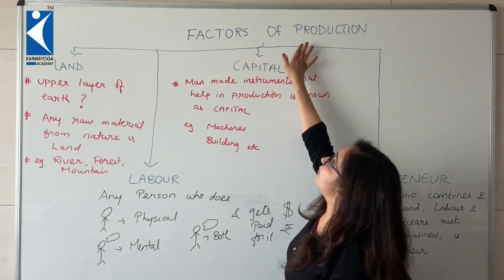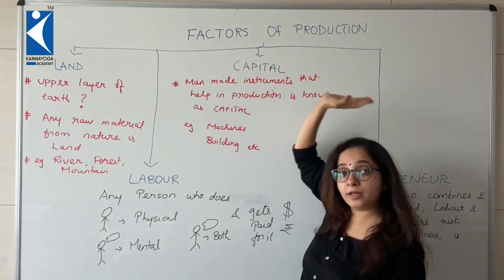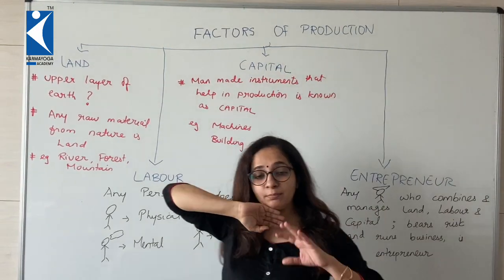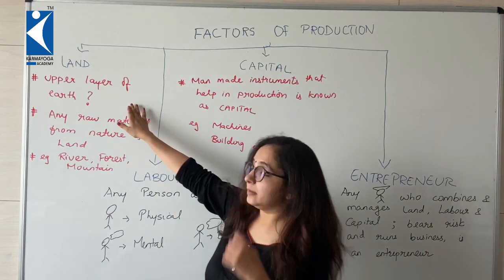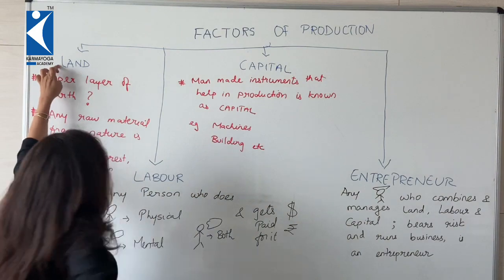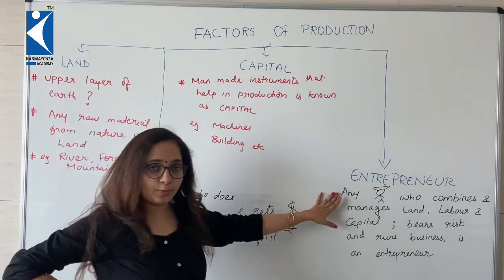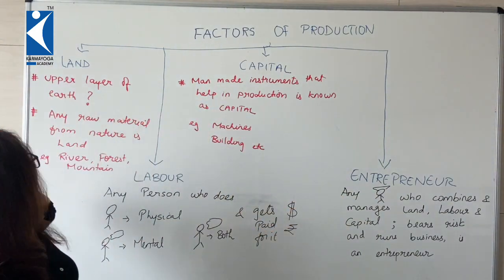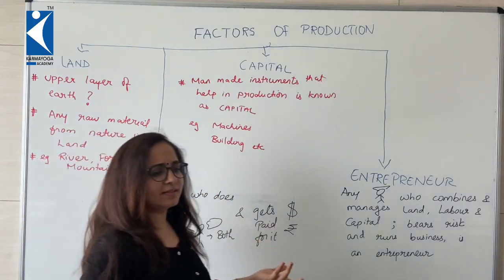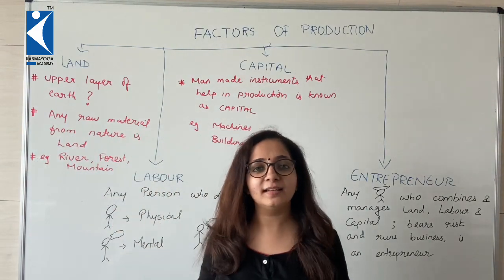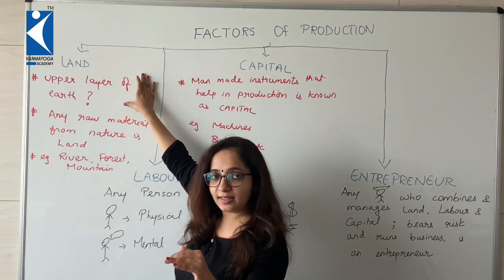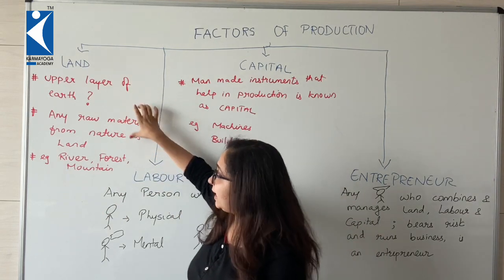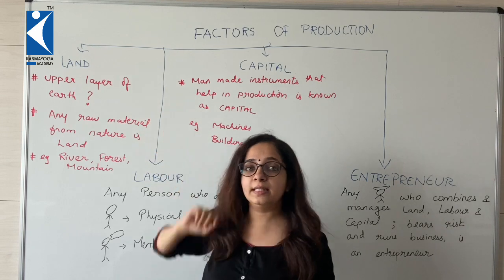Now what are the factors that will be needed for production? So if I want to run my business, what will be needed? There are four factors of production: land, labor, capital and entrepreneur. Land ideally means soil, the upper part of the land, right? In economics, that is definitely land, but in economics, any raw material from nature is land.